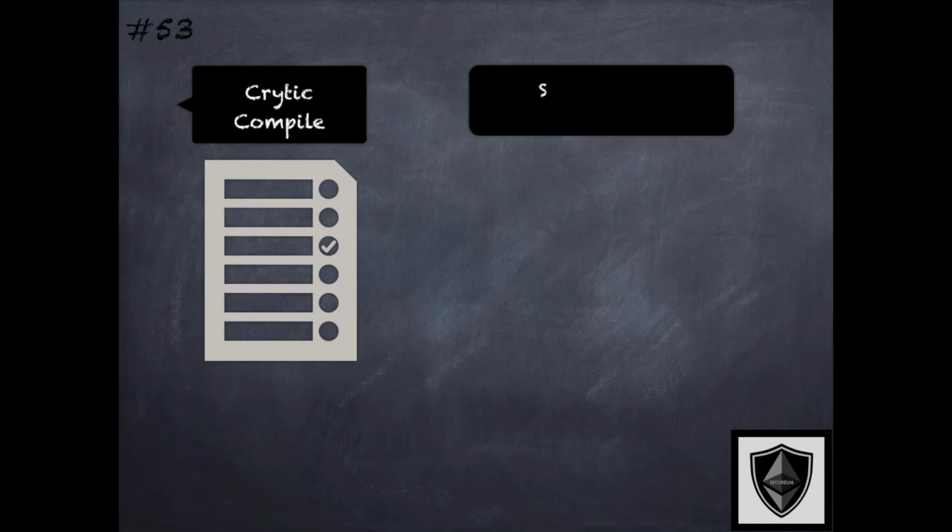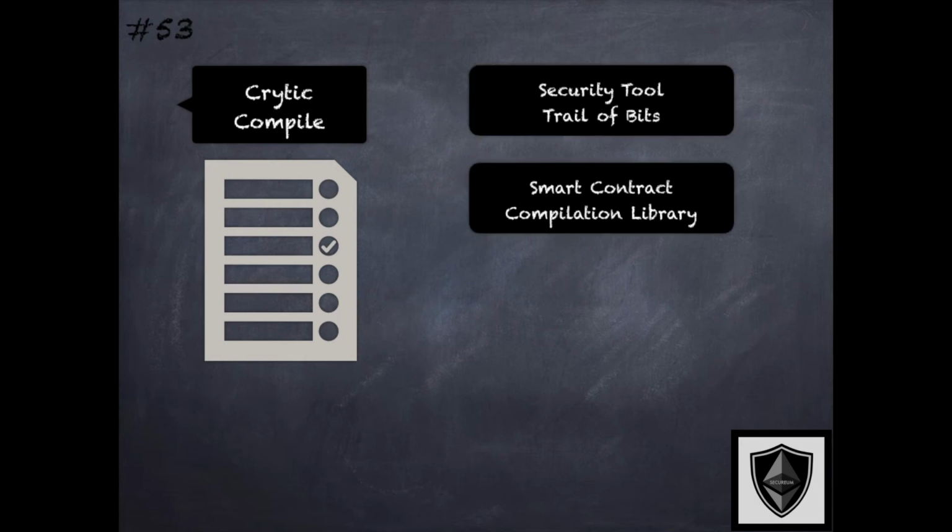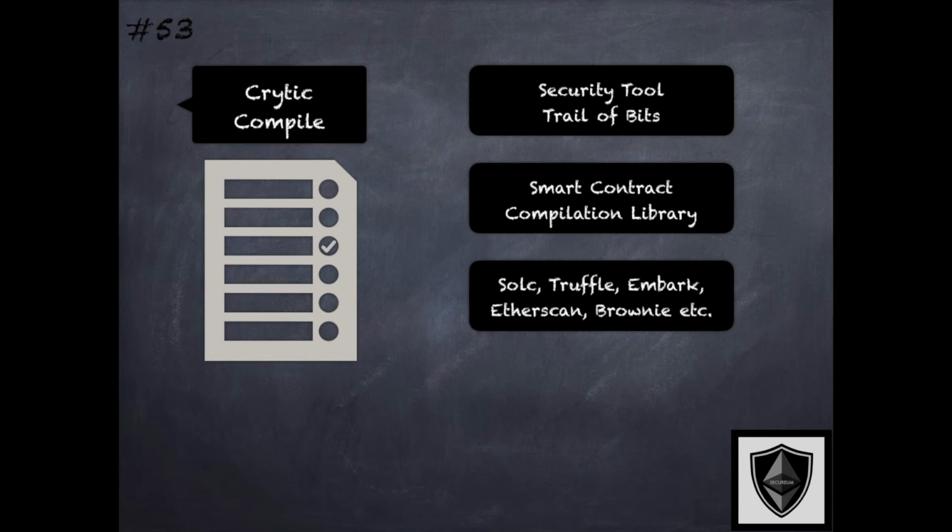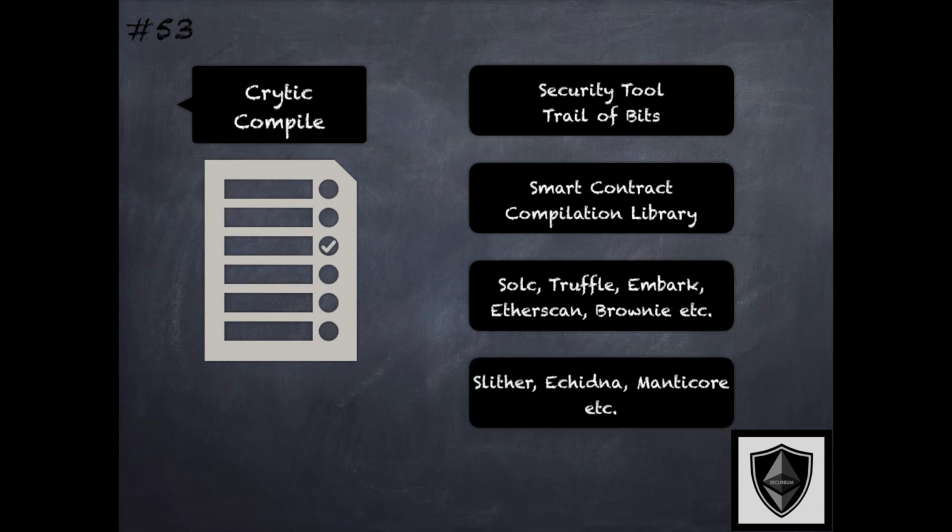Crytic-compile is another tool from Trail of Bits. It is a smart contract compilation library that is used in the security tools from Trail of Bits. It supports Truffle, Embark, Etherscan, Brownie, Waffle, Hardhat, and other development environments. And this plugin is used in the Crytic family of tools from Trail of Bits that includes Slither, Echidna, and Manticore.